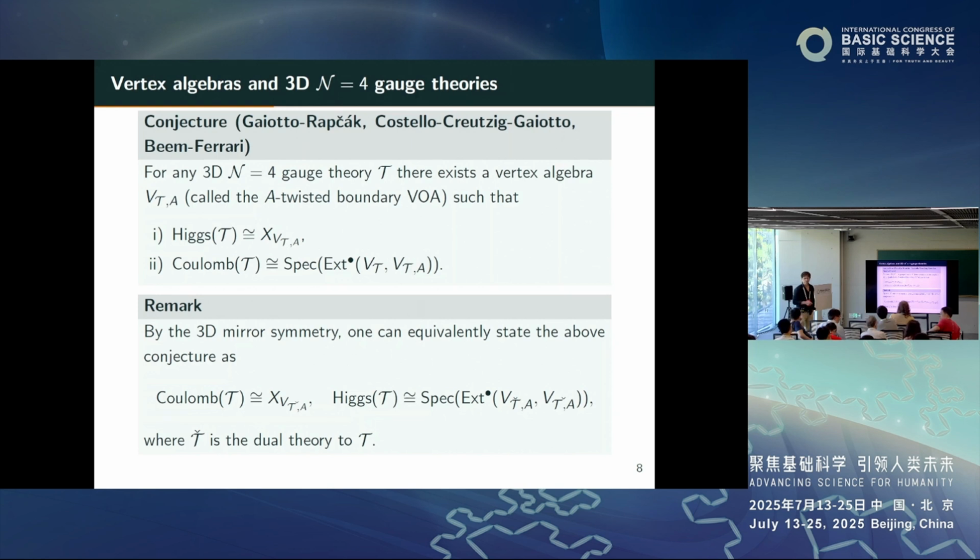And you can equivalently state this conjecture by exchanging Coulomb and Higgs, if you consider the boundary VOA associated with the dual theory to the theory.